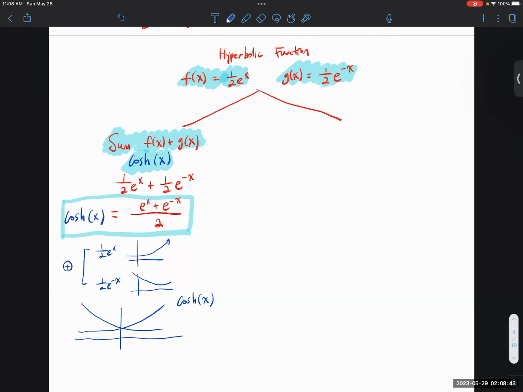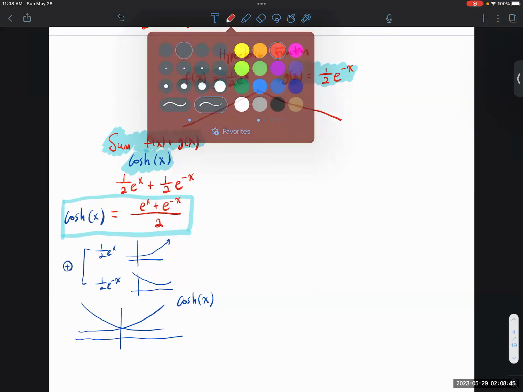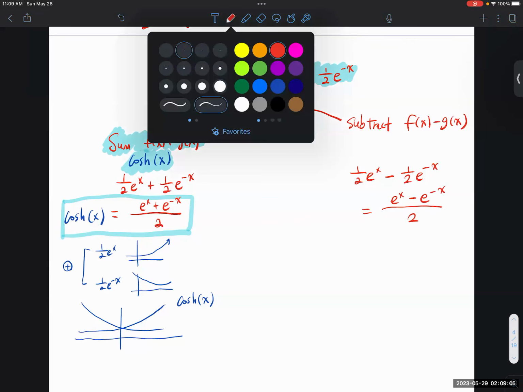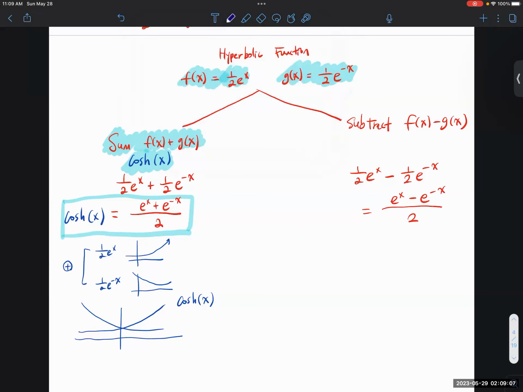And now we have another one. You can actually subtract them as well. So f of x minus g of x is 1 over 2 e to the x minus 1 over 2 e to the negative x. If you simplify with the same common denominator, it is e to the x minus e to the negative x over 2. We call this the sinh function.